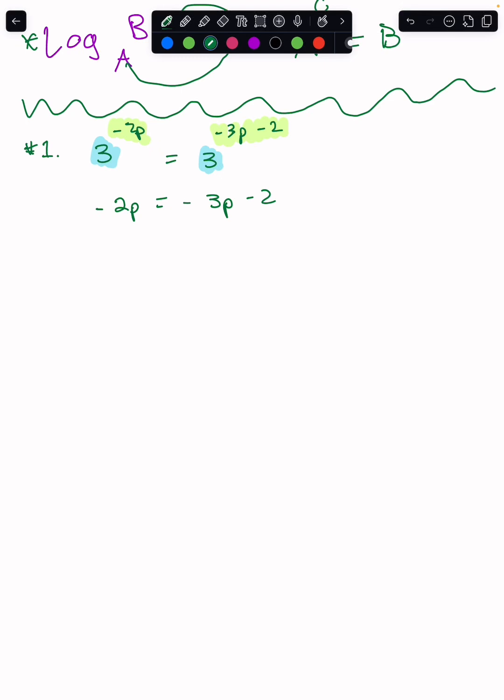I got to solve this. This is Algebra 1. I'm going to add 3p to both sides. Negative 2p plus 3p is just a regular p, and it equals negative 2. Okay? That is the answer to the first one. Not too bad. All right, let's move to question number 2.